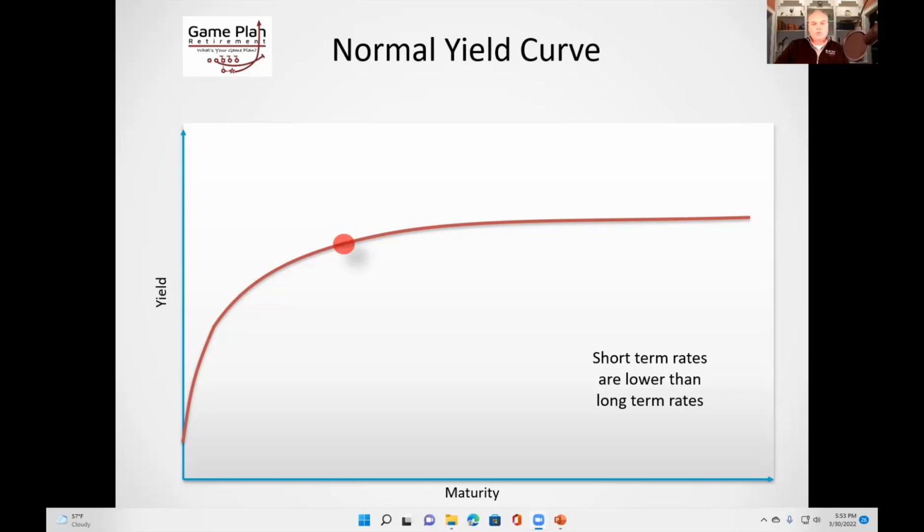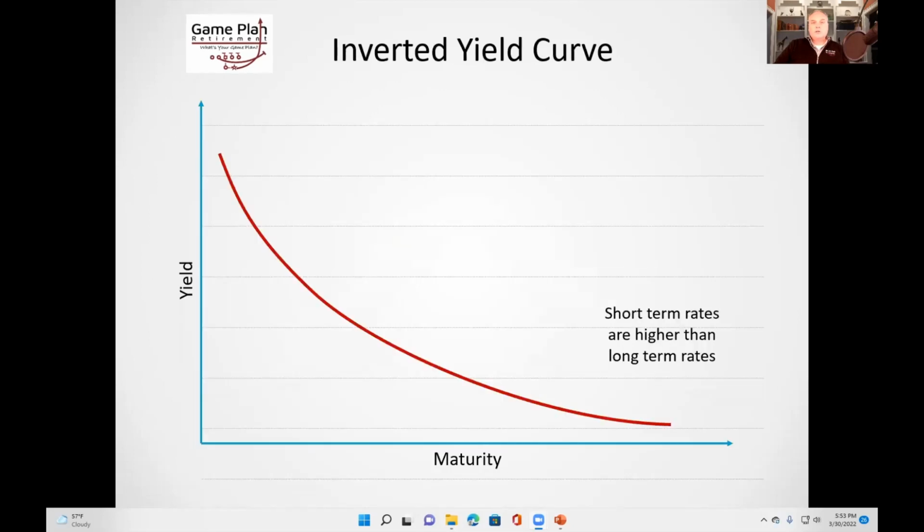Now, I also want to show you what's called an inverted yield curve. So what happens is sometimes, especially when interest rates are changing, short-term interest rates can actually be higher than long-term interest rates. And when that happens, a lot of folks interpret that negatively. And there are different types of investments that perform differently in that kind of environment. And so today I just really wanted to explain what those two terms are in case you hear them.